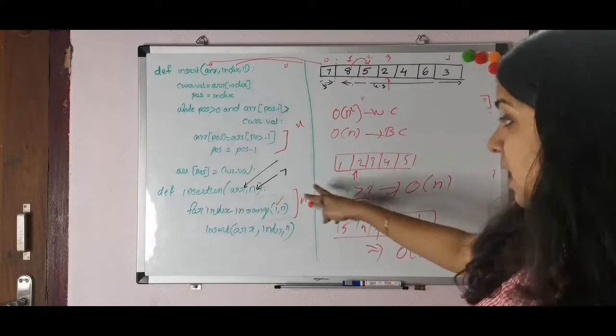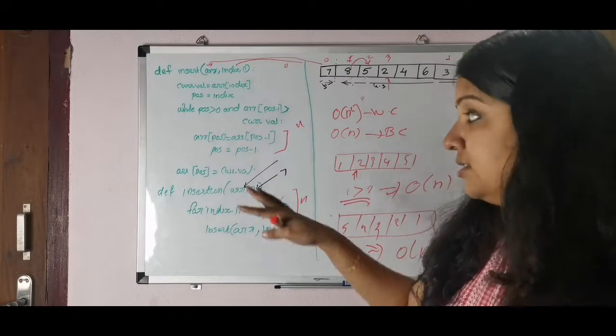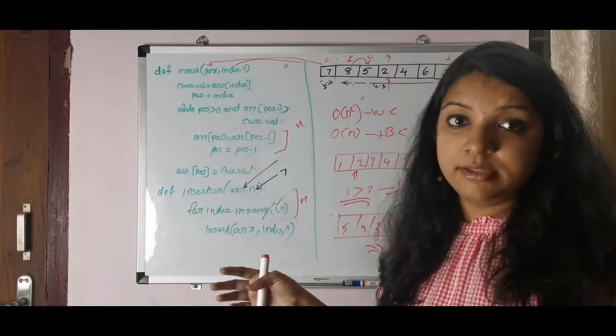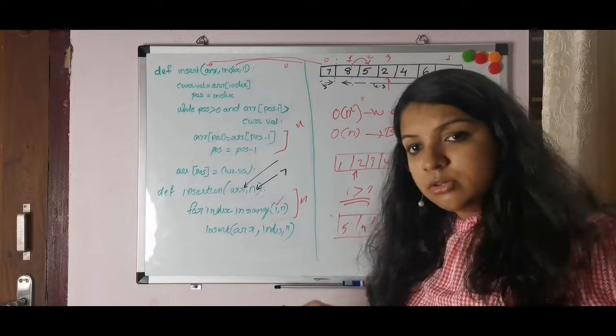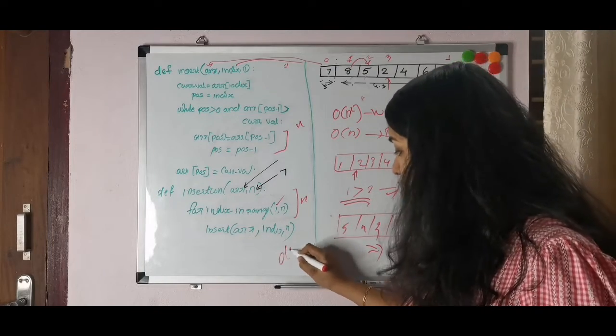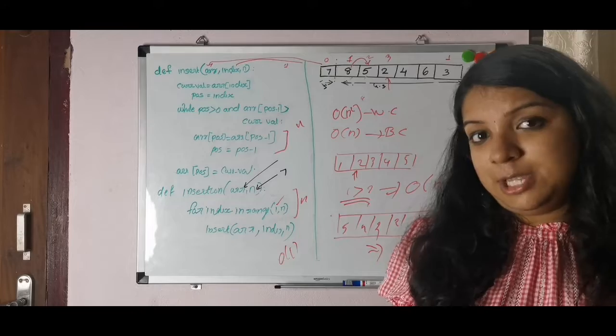So I think there is one more thing I want you to understand. There is no extra space complexity because there is no need to hold the values, right? So that's why big O of 1 is the space complexity.